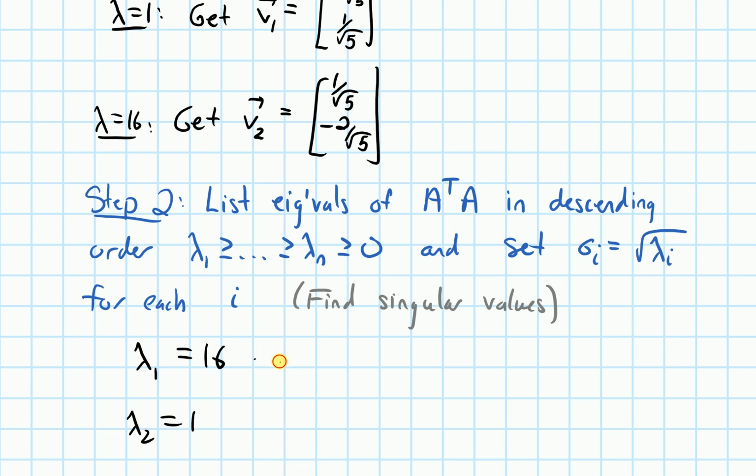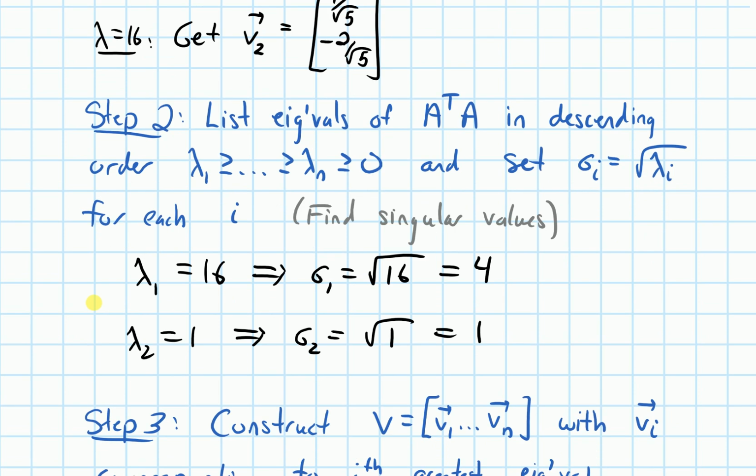And then I have to square root both of these to get my singular values. So sigma 1, my first singular value, is root 16, which is 4. Sigma 2, my next singular value, is the square root of 1, which is 1. So these are the singular values. So that's it for step 2. Step 2 is pretty quick. So we are ready for step 3.